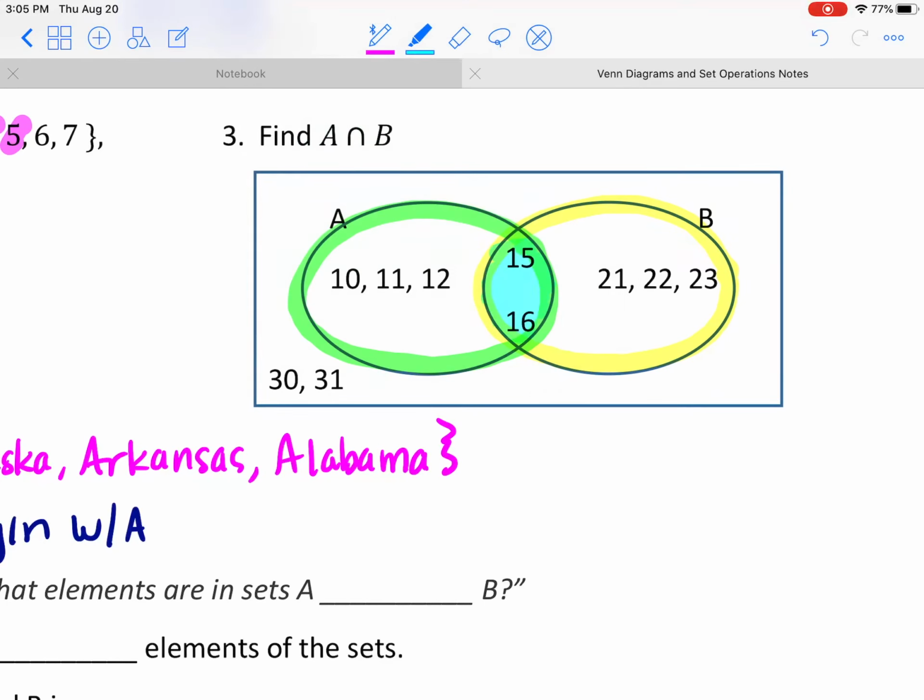So what elements are in both of those sets happen to be the elements that are in the overlap. So in the picture, it's really easy to see what A and B have in common. So we want to think of that intersection again as the overlap. So the intersection for A and B here, A intersected with B, contains the elements 15 and 16. Okay? So that is the intersection again. It's what do the sets have in common? What is in one and the other at the same time?